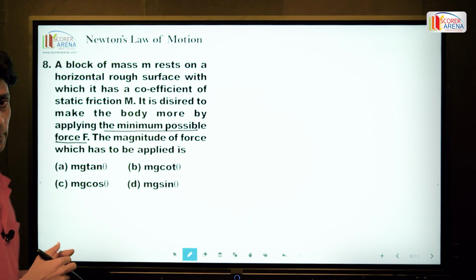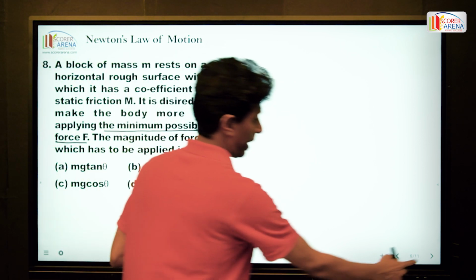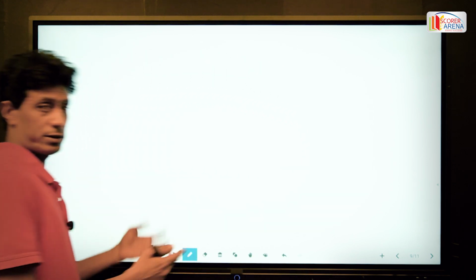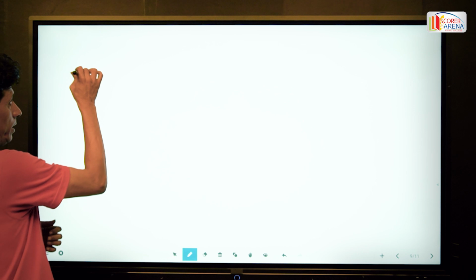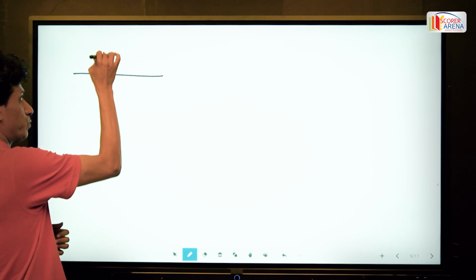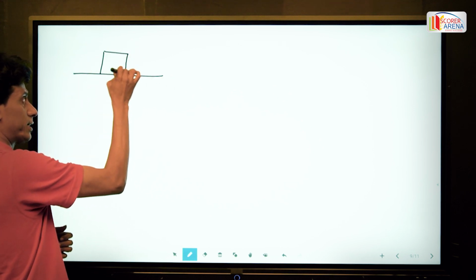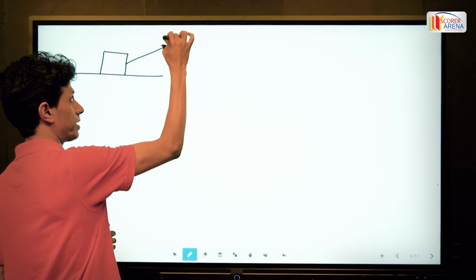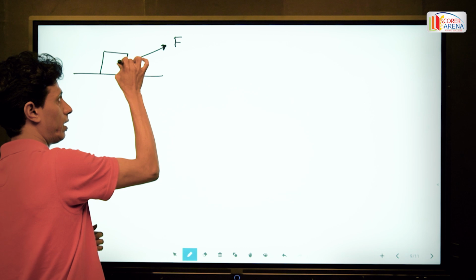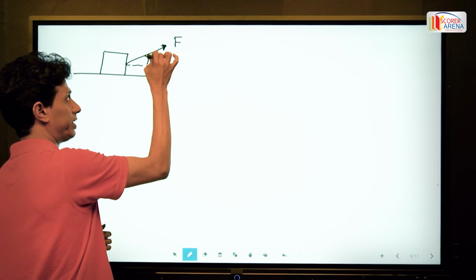But before this, I have to discuss the cases of pulling and pushing. Let us say one body is placed on a rough horizontal surface, and the pulling force is F at an angle theta.